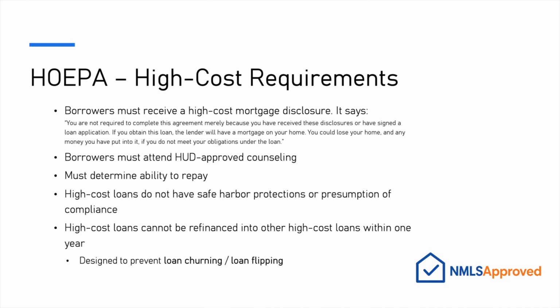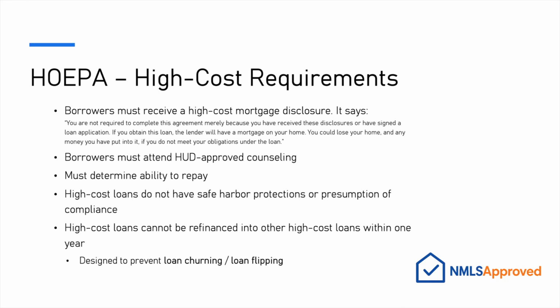It says that you are not required to complete this agreement merely because you received these disclosures or have signed a loan application. If you obtain this loan, the lender will have a mortgage on your home. You could lose your home and any money you have put into it if you do not meet your obligations under the loan. Borrowers must receive that disclosure prior to closing. Borrowers also must attend HUD-approved counseling if they're getting a high-cost loan. They must also determine the ability to repay.